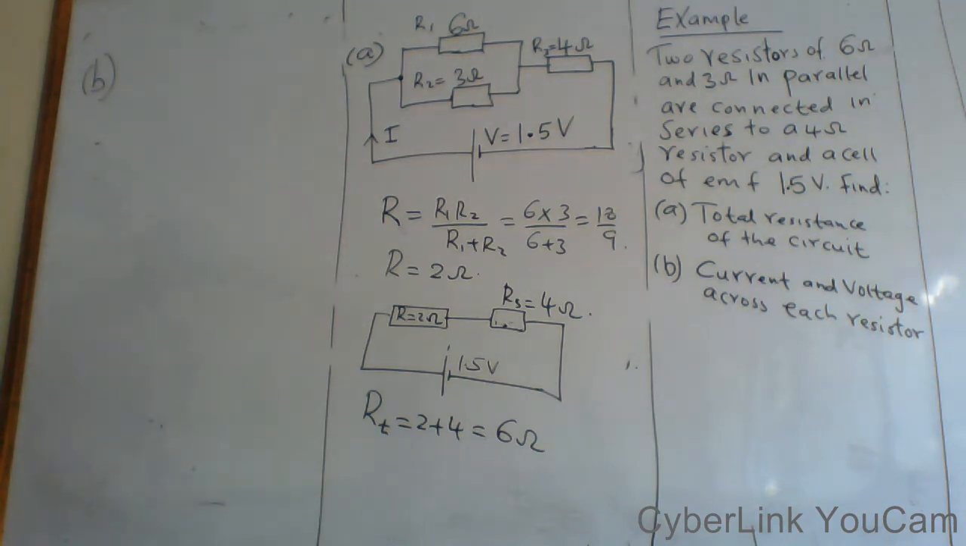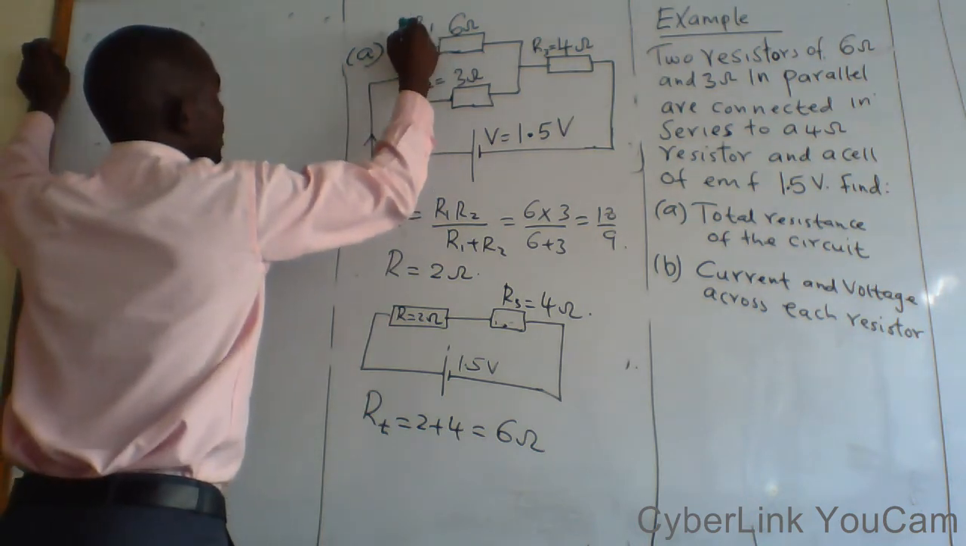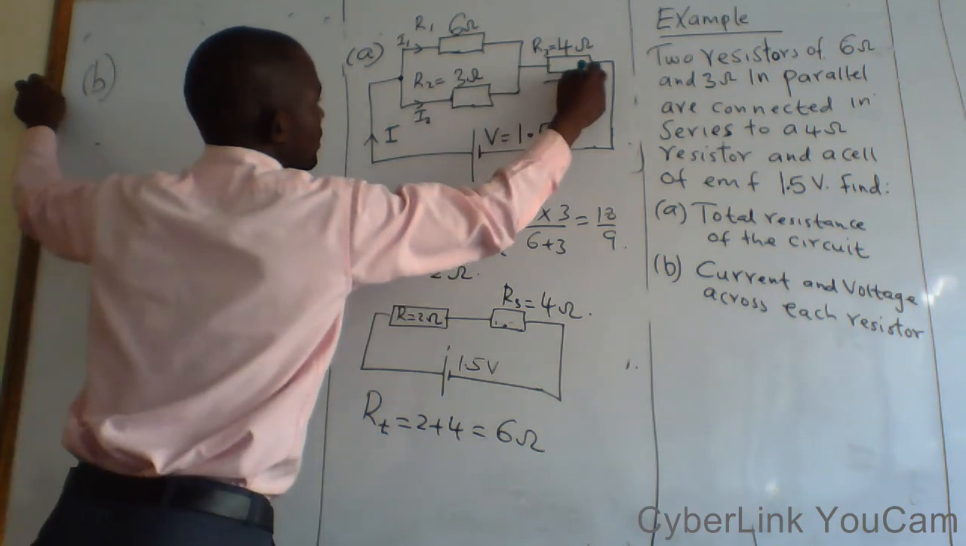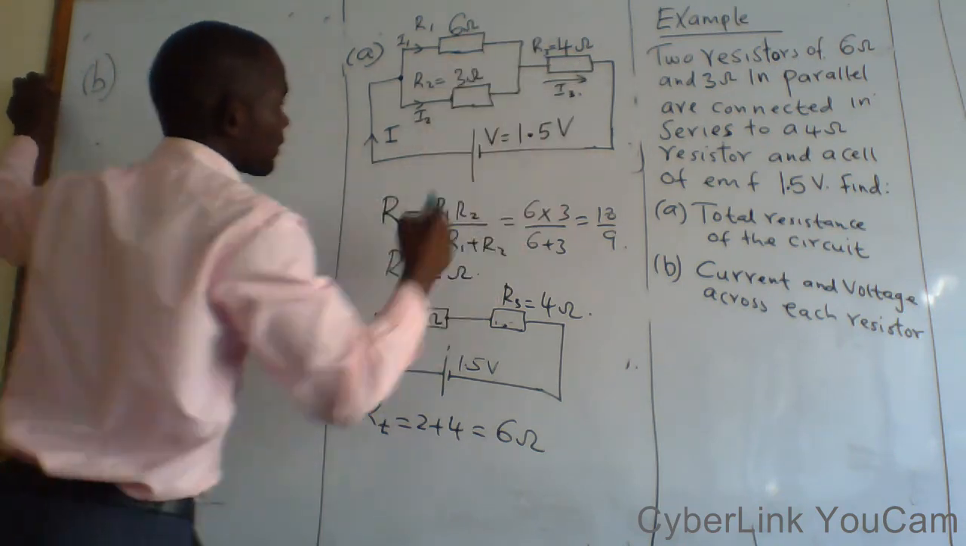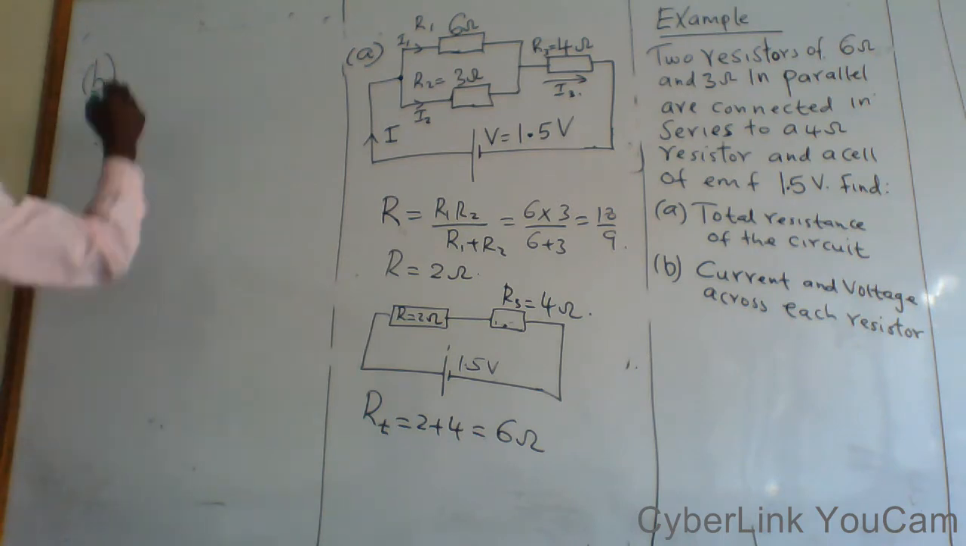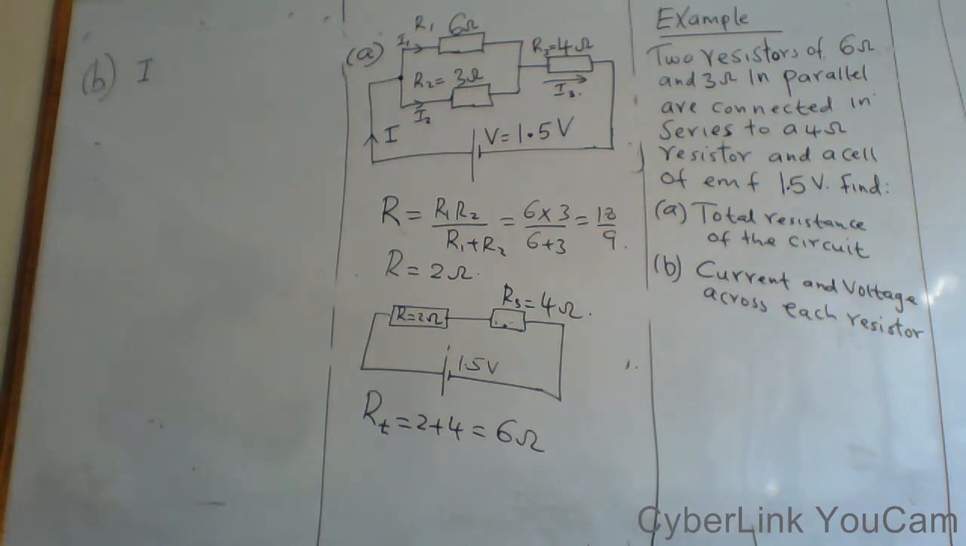So what we shall do is this. Let us say this is our I1, this is our I2, and this is I3. So how do we get I1? The first thing you will have to get is the total current in the circuit.